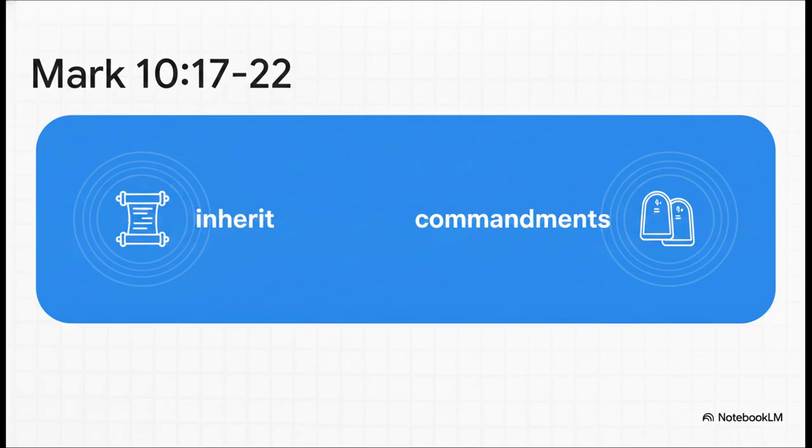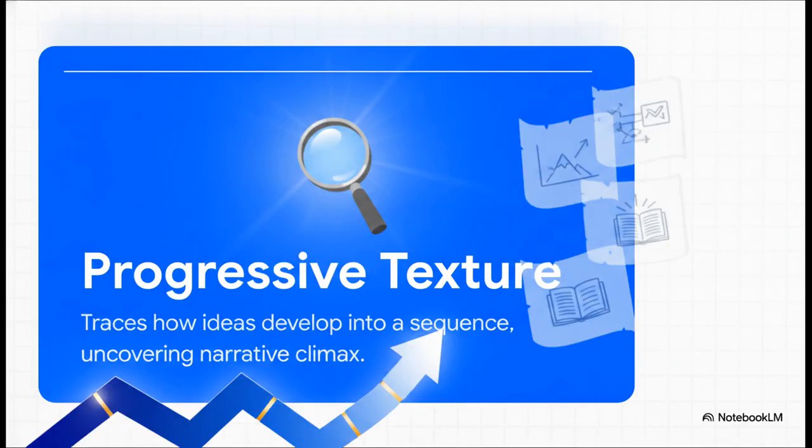Consider the Gospel of Mark, chapter 10, verses 17 through 22. In this short narrative, we see the repeated word inherit right alongside repeated references to the commandments. By noticing this repetitive texture, we don't even have to guess what the author cares about. The repetition literally screams it out loud. It proves that eternal life, inheriting it, and obedience to the commandments constitute the absolute central concern of this specific narrative. So let's move to our second tool to see how this builds.